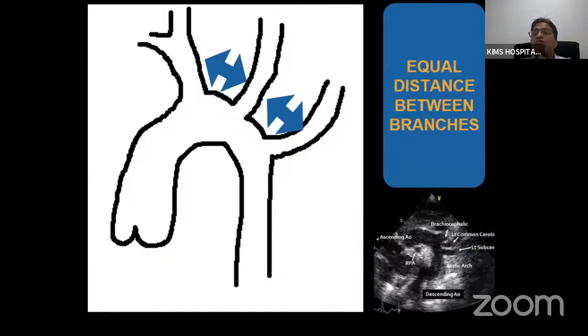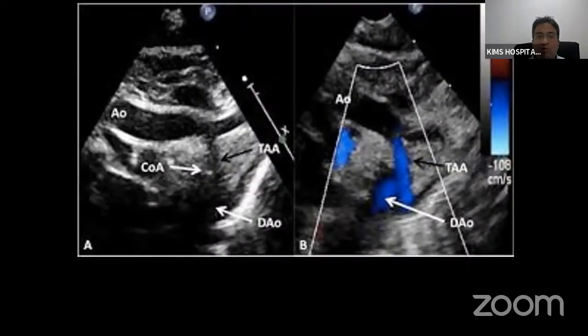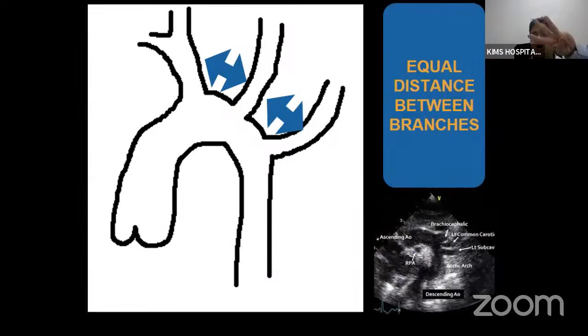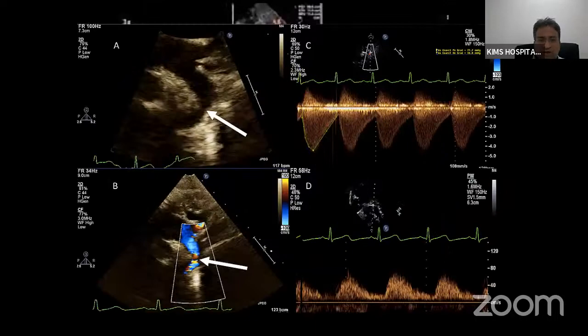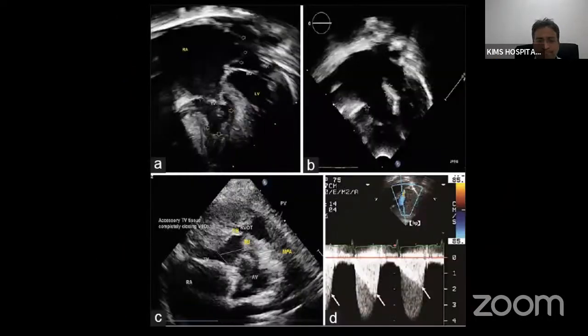In the same way, once you do the suprasternal view, I will show how to do it. One of the clues: all three vessels are equidistant, first, second, third. But if the distance between two vessels increases, that is an indication of coarctation. So you have to see it like this. I will tell you how to see that.